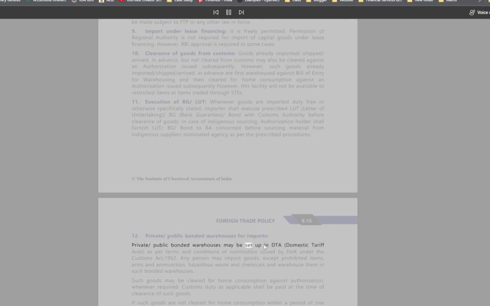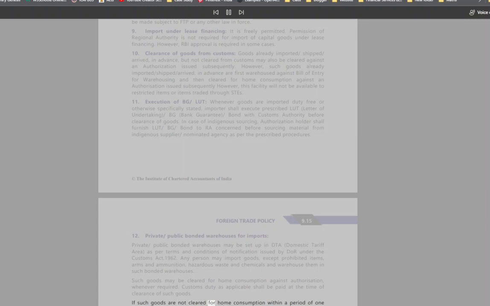Private/public bonded warehouses may be set up in DTA, domestic tariff area, as per terms and conditions of notification issued by DOR under the Customs Act, 1962. Any person may import goods, except prohibited items, arms and ammunition, hazardous waste and chemicals, and warehouse them in such bonded warehouses. Such goods may be cleared for home consumption against authorization, whenever required. Customs duty as applicable shall be paid at the time of clearance of such goods.